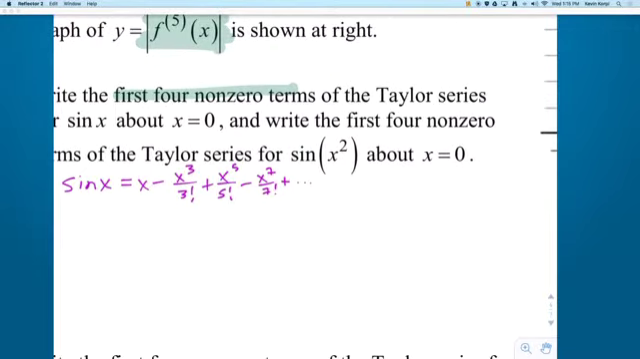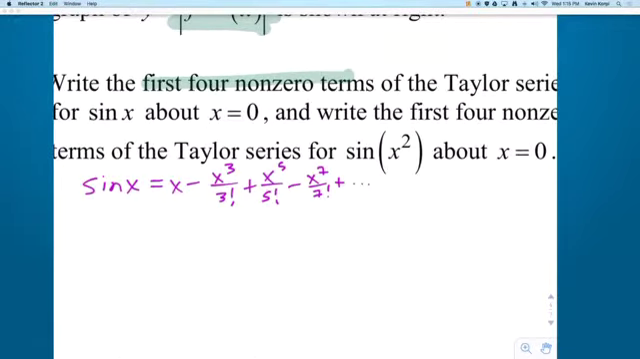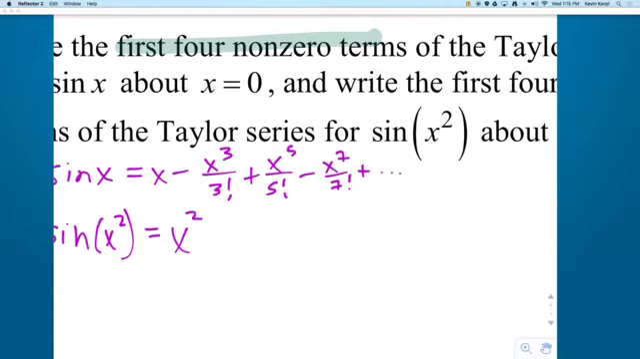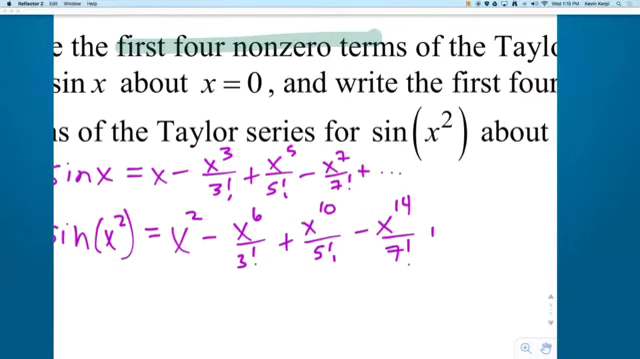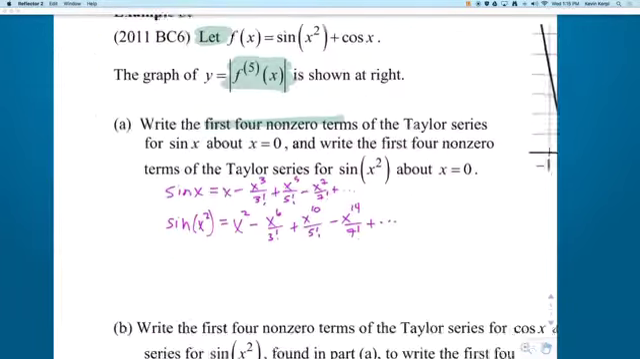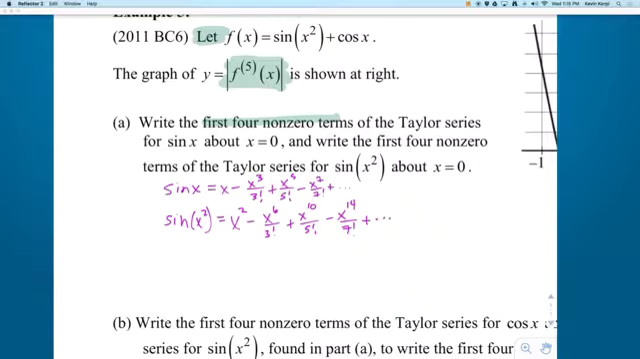And now the first four non-zero terms for sine of x squared. So now sine of x squared, all we have to do is substitute x with x squared. So I get x squared minus x to the 6th over 3 factorial plus x to the 10th over 5 factorial minus x to the 14th over 7 factorial plus yada, yada, yada. Okay, good. Nice. Check, check. Questions on that? That was easy. That's easy, right? Everyone, that's easy?